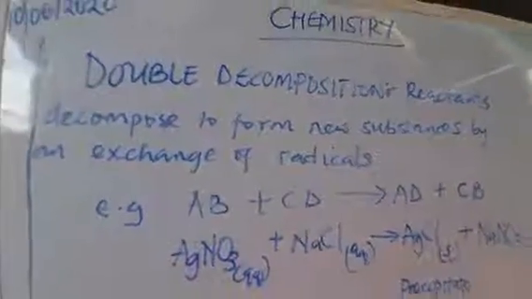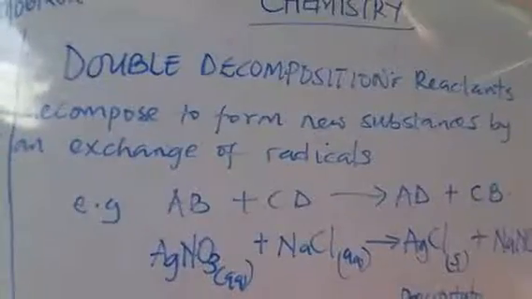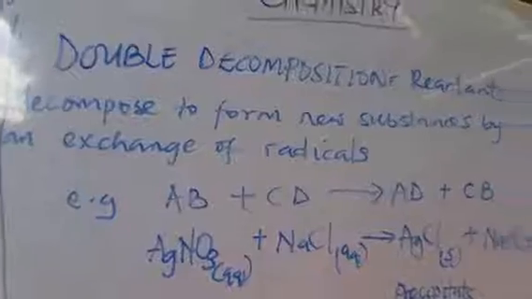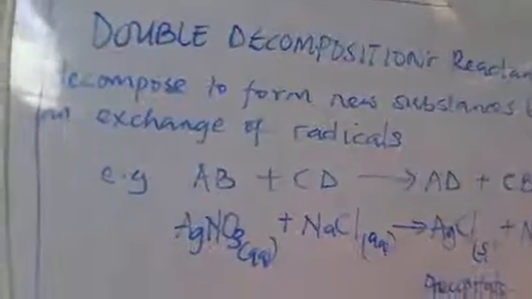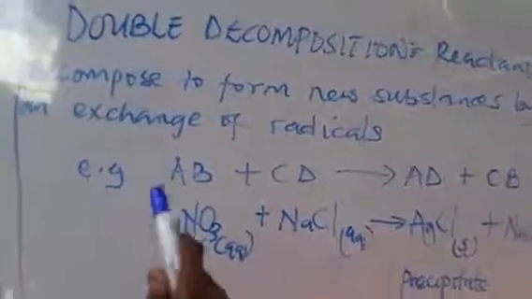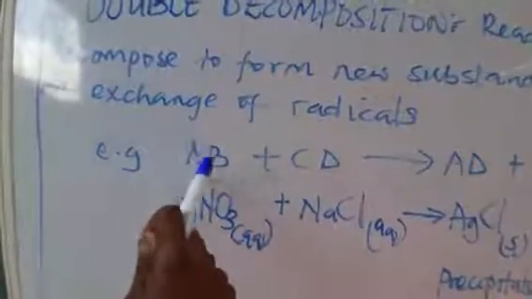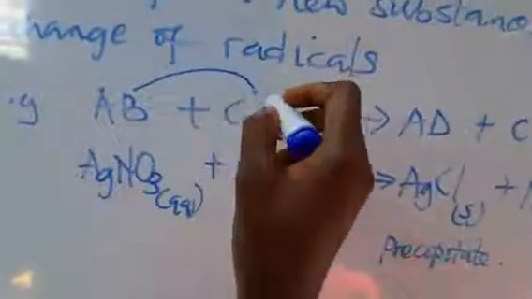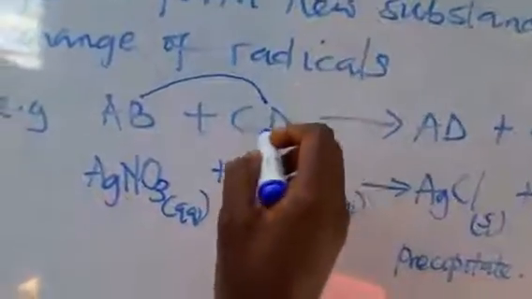Another example of a chemical reaction is double decomposition. In a double decomposition, the reactant decomposes to form new substance by an exchange of radical. Example, we have reactant AB. It reacts with reactant CD to form products AD and CB. Now we see that there's an exchange of radicals here. So that's the major feature of double decomposition.